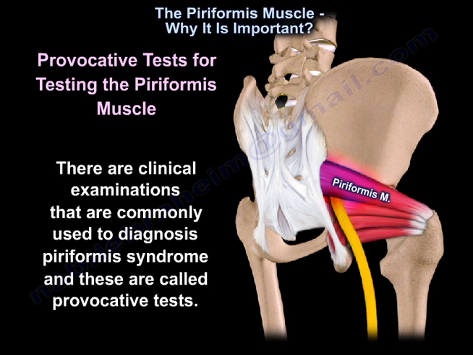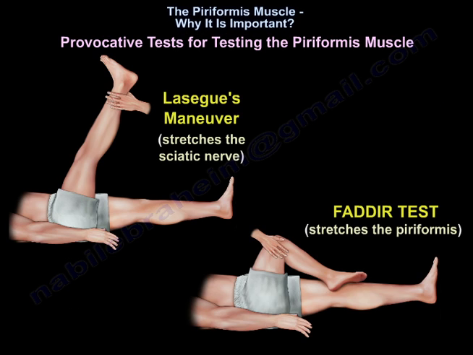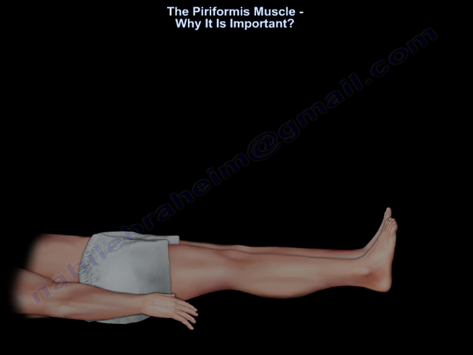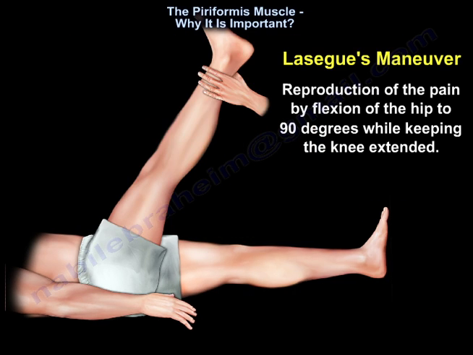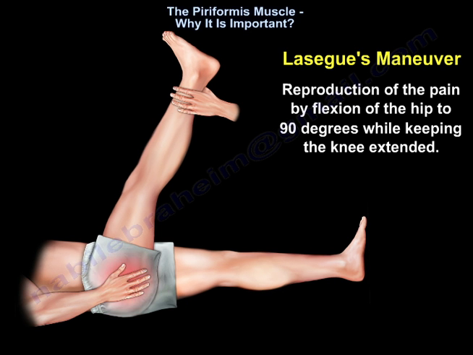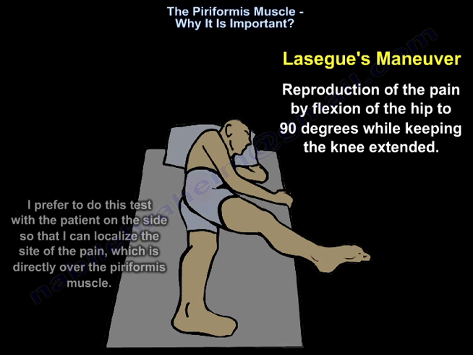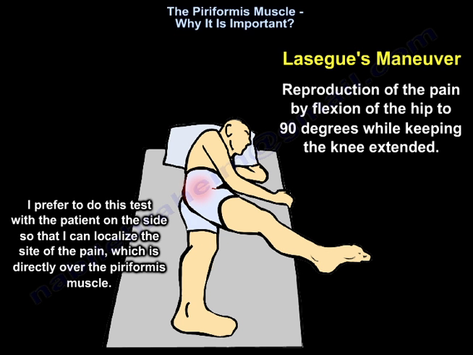There are clinical examinations that are commonly used to diagnose piriformis syndrome, and these are called provocative tests. The Lasègue maneuver stretches the sciatic nerve. The FAIR test stretches the piriformis. The Lasègue maneuver reproduces the pain by flexing the hip to 90 degrees while keeping the knee extended. I prefer to do that test with the patient on the side so I can localize the site of the pain, which is directly over the piriformis muscle.